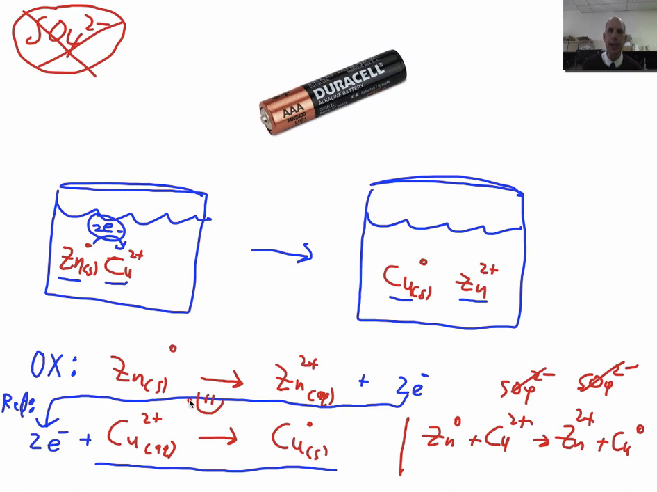But the trick is to shove something right in between that spontaneous flow of electrons inside the battery. So let's learn how to calculate the delta G for this reaction, and then we're done.